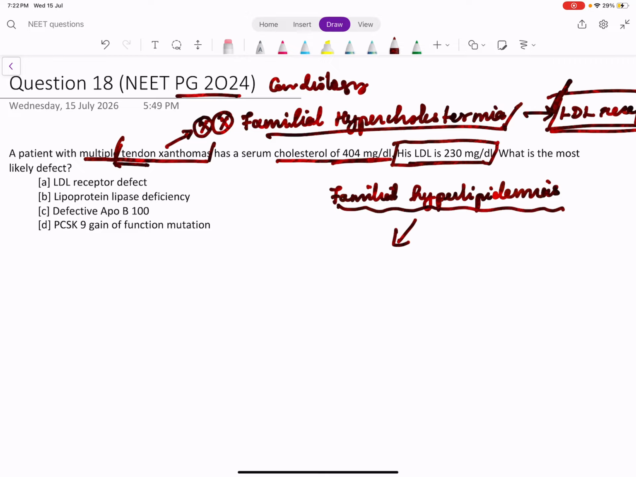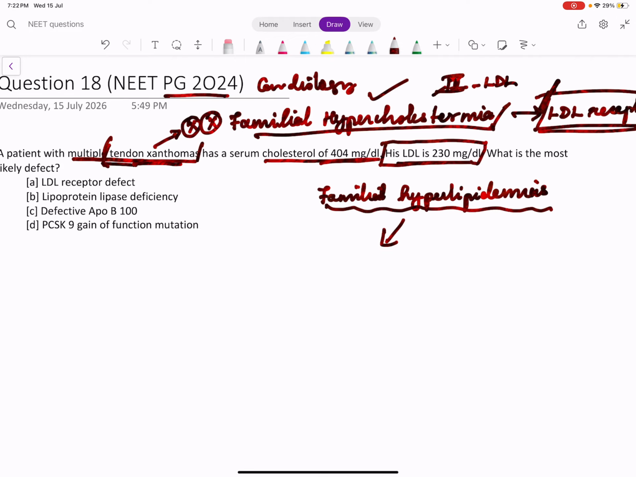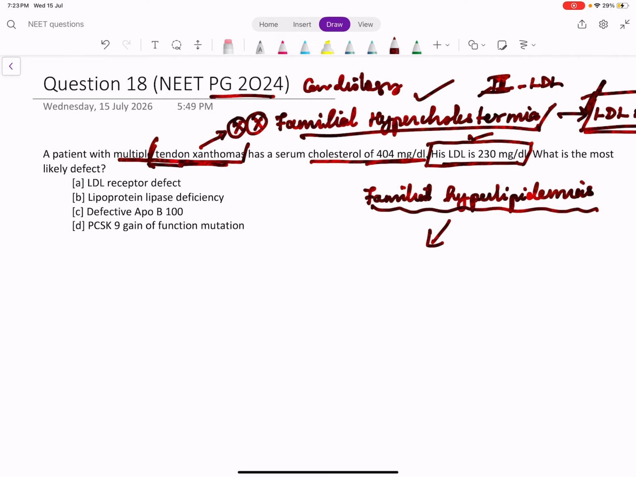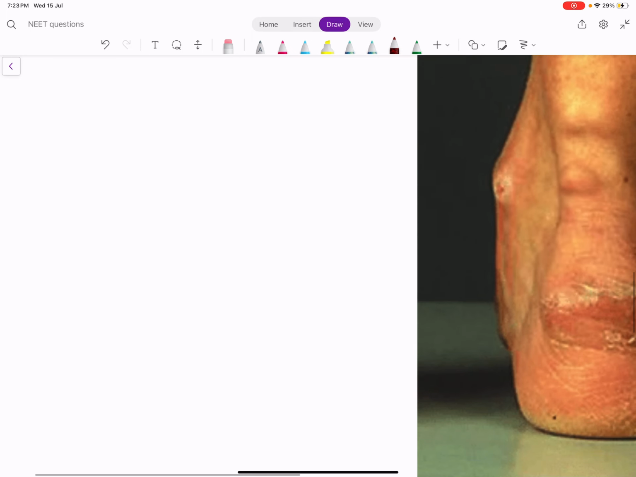Suppose tendon xanthoma is not given, and they are only giving the value of LDL. Remember, I told you there are 5 different types of hyperlipidemia. In that, familial hypercholesterolemia is type 2, and in that LDL is high. Okay, I'll show you the chart shortly. So if the word tendon xanthoma is there, the diagnosis is familial hypercholesterolemia. If the word LDL is high is there, the diagnosis is familial hypercholesterolemia. It is of two types, heterozygous and homozygous. We are not going into the details. So considering this as a one-liner, the answer is LDL receptor defect. We'll see the other dyslipidemias.